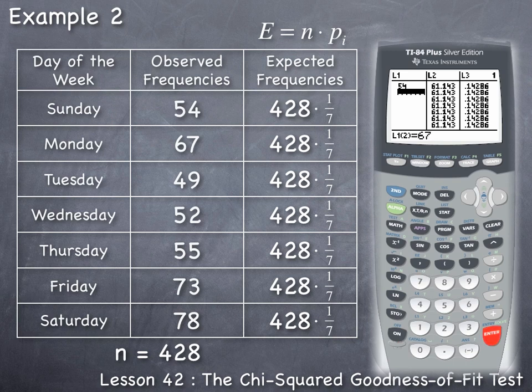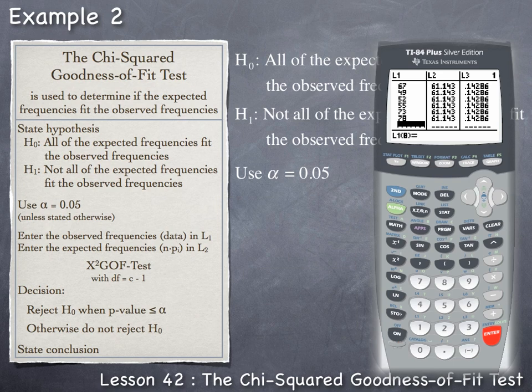Now in list 1, we can enter the observed frequencies. So we enter the 54 for Sunday, 67 for Monday, and so on: 49, 52, 55, 73, and 78. Now that we have our observed frequencies entered in list 1 and the expected frequencies entered in list 2, we can continue with our chi-squared goodness of fit test hypothesis test procedure.